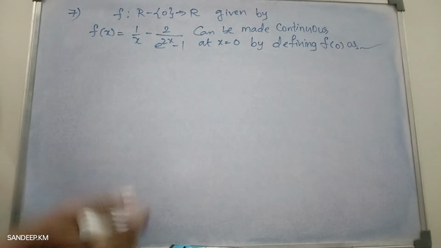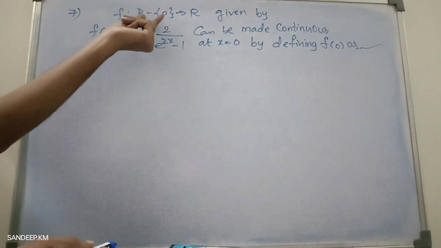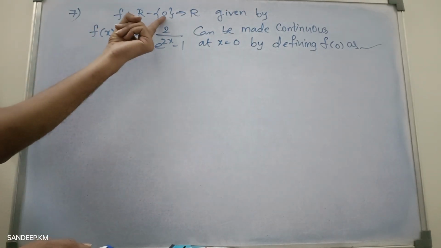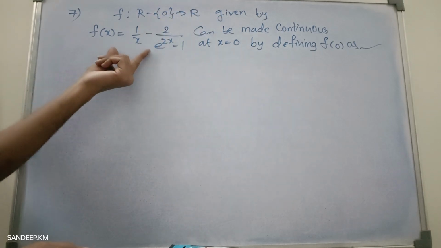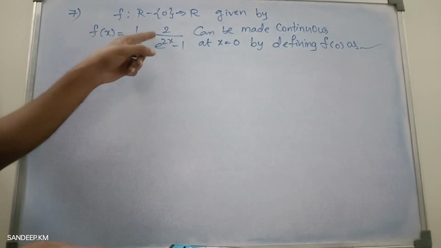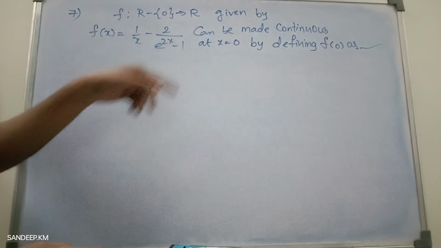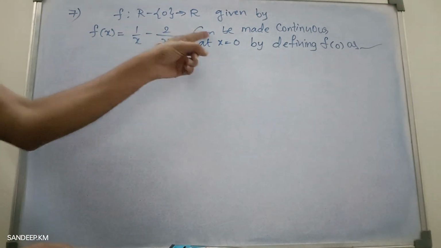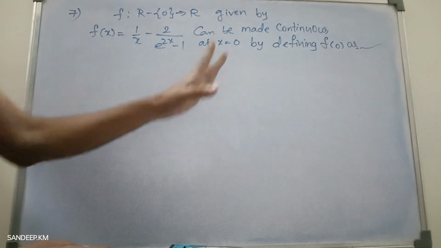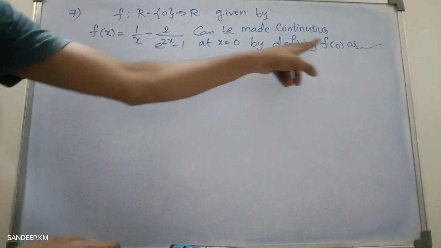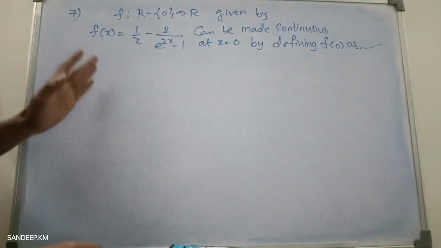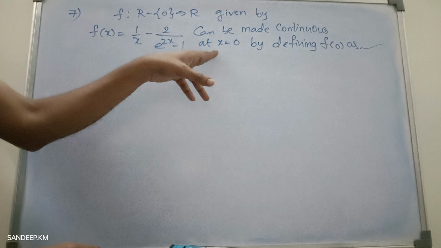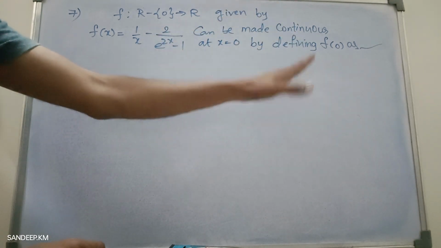Okay, 7th question. There is a function with a domain of any real number except 0 and codomain R, given by f of x is equal to 1 by x minus 2 by e power 2x minus 1. They say this function can be made continuous at x is equal to 0 by defining f of 0 as how much? We can make this function continuous at x is equal to 0 by defining f of 0 as how much, they are asking.